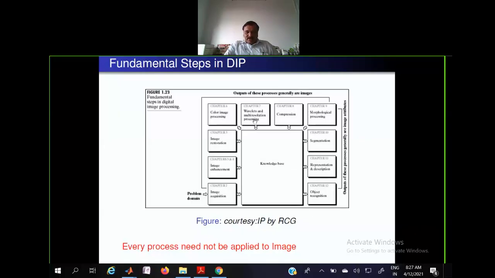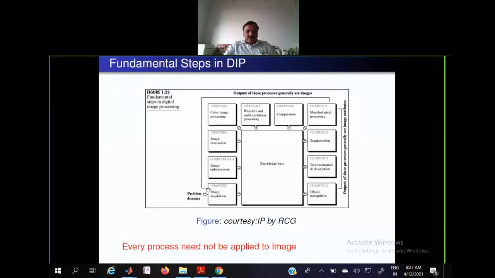So as I mentioned, these are the various chapters in the textbook by R.C. Gonzalez, and you can also add a few more blocks as and when new techniques come.